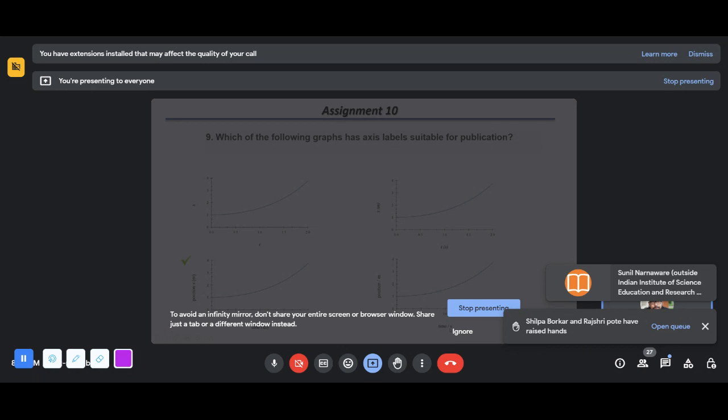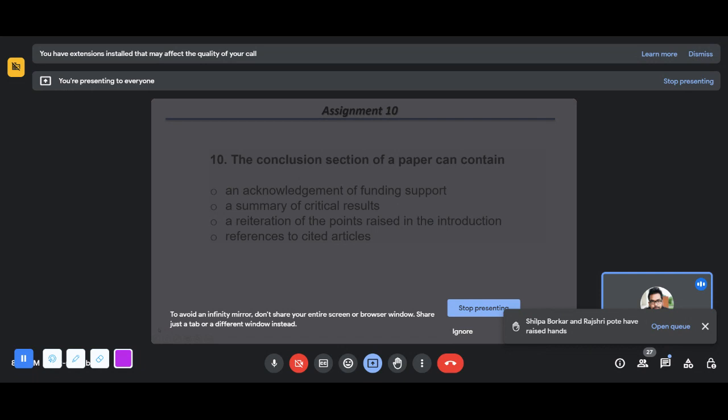Okay, now coming to the last problem of assignment 10: the conclusion section of a paper can contain an acknowledgement of the funding and support. This is not correct, it should be in a separate section. A summary of the critical results, okay. Reiteration of the points raised in the introduction, not correct. References cited, not correct. So this is the summary of the critical results. Right? So is that okay?